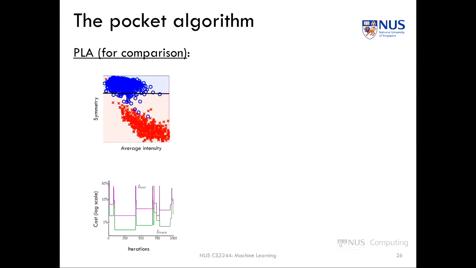Now let's look at the pocket algorithm. I'm going to put standard vanilla PLA on the left for comparison. The pocket algorithm gets its name because it keeps a copy of the best parameters in its pocket, so to speak, and keeps that for all of the iterations. Only when an iteration improves over the previous best does the weight vector actually get updated.